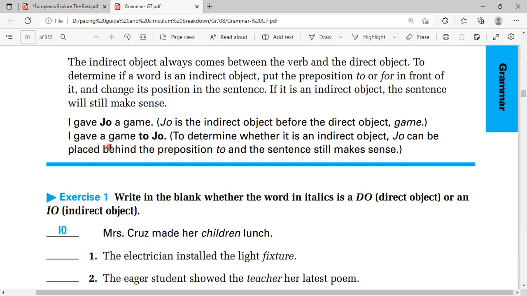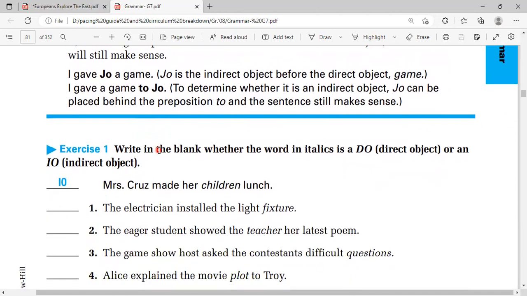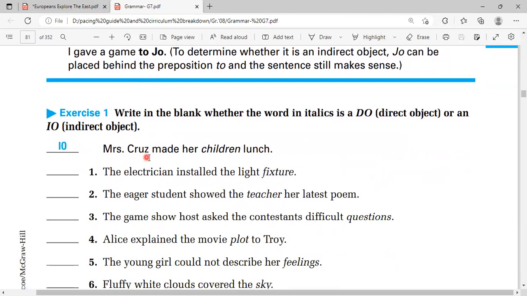So here they said after the verb with a word as a separated word, so it's called an indirect object. Now let's answer together. First one: Mrs. Cruz made her children laugh. Made whom, made for whom? Children, exactly. Indirect here, because the word her separates children and made. So it's an indirect object, because children is separated from the verb made.